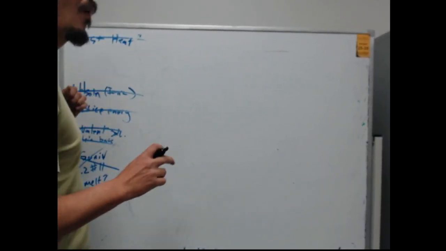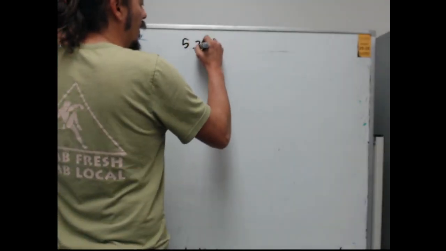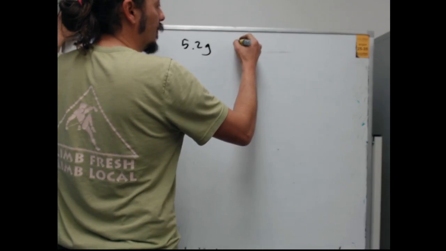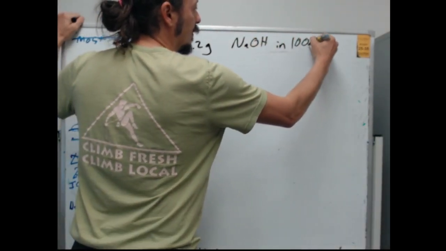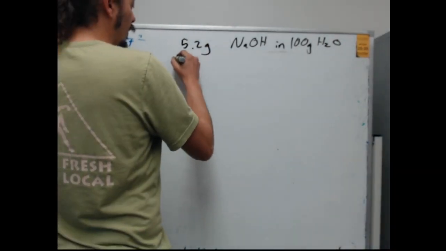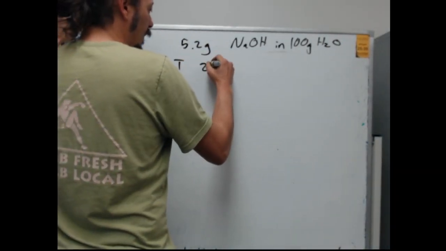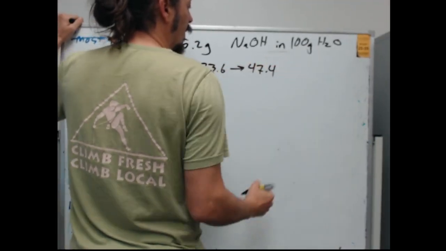Different homeworks. Okay. A 5.2 gram sample of solid sodium hydroxide dissolves in 100 grams of water in a coffee cup calorimeter. The temperature rises from 23.6 degrees Celsius to 47.4 degrees Celsius. Calculate delta H for the solution process.